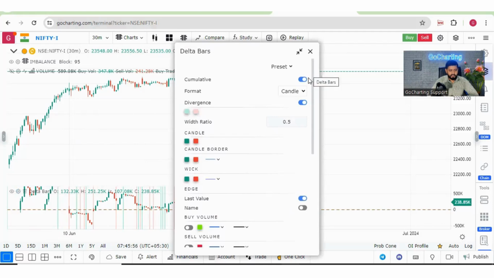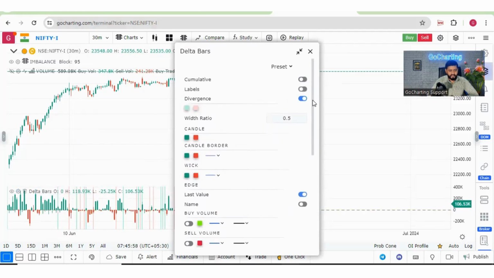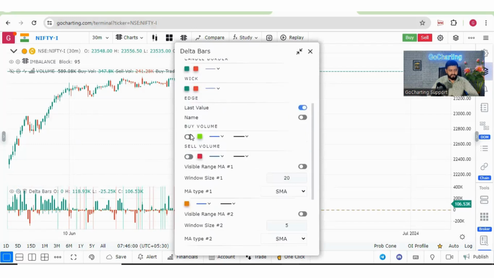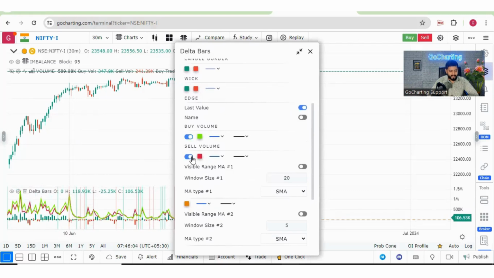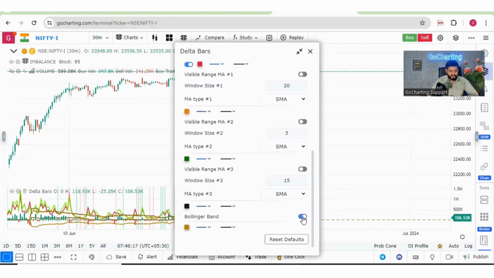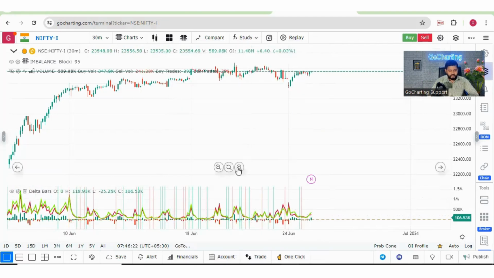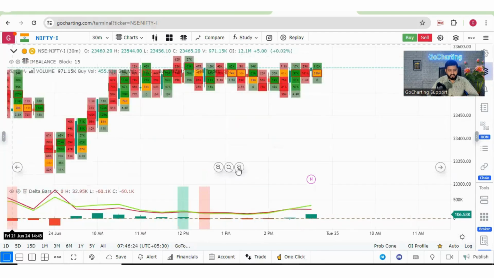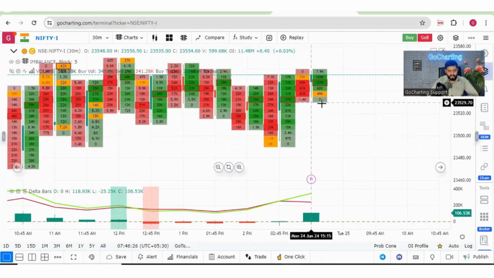Okay. Now, if you switch off the cumulative delta, you also have the buy volume and sell volume. So if you switch it on, you will see the buy and sell volume along with the delta bars. Then you can also add some other things like moving averages. Okay. You can also add Bollinger Band with the delta bars. So basically what is delta, guys? So delta is actually the difference between the market buy orders and market sell orders.